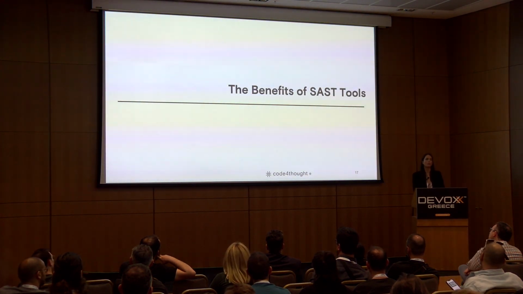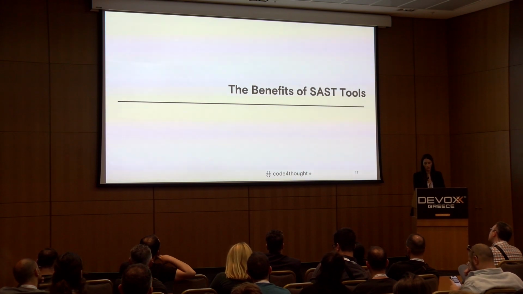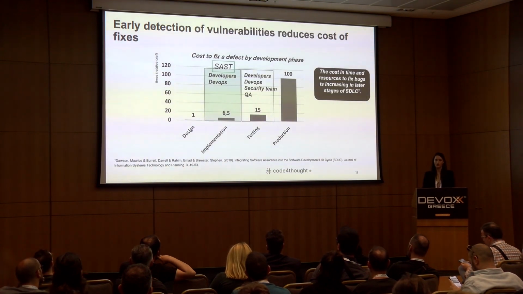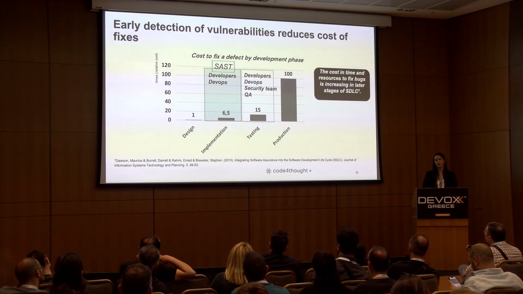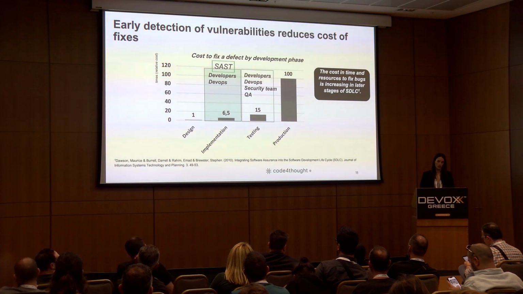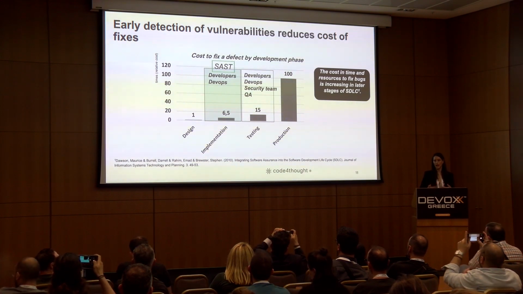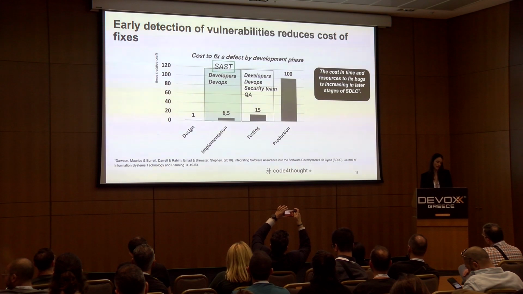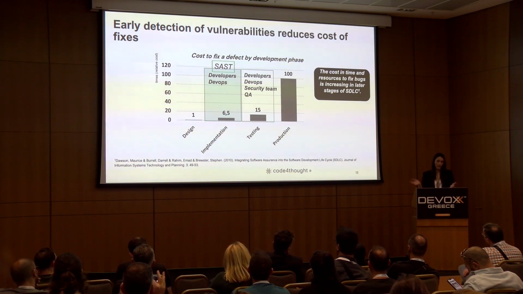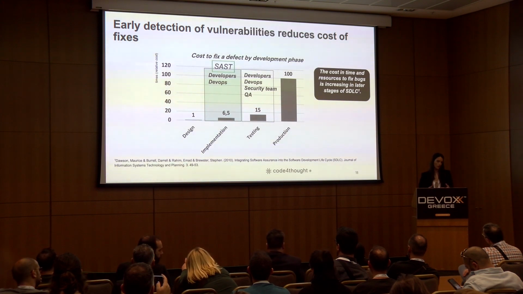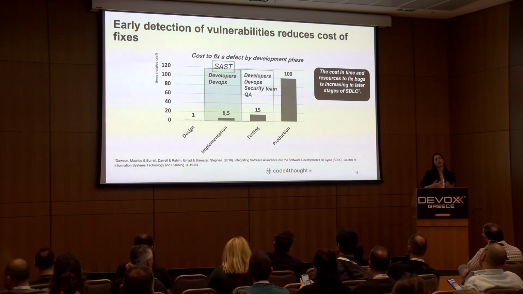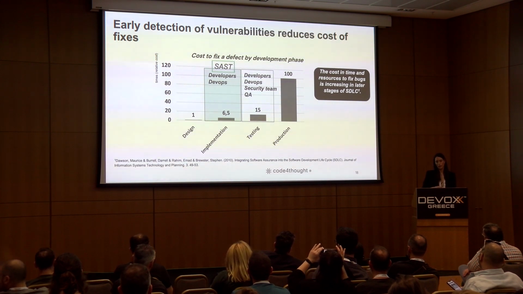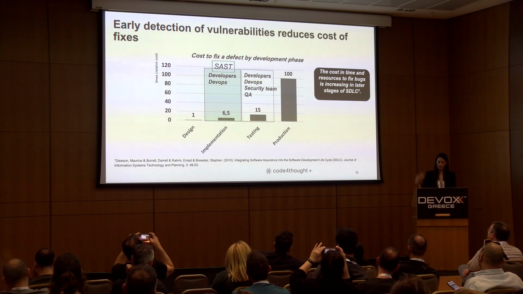So let's see, apart from that, the benefits of using SAST tools. First of all, literature shows that the earlier you discover bugs as well as security flaws, the less it costs, both in terms of resources, time, and money, of course. And it seems that in the implementation phase, where we use SAST tools, it costs, for example, six times less to fix a bug, whereas this multiplies in production.